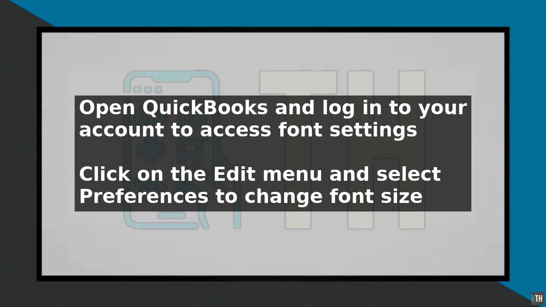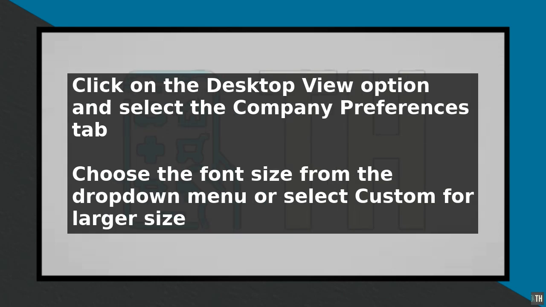Next, click on the Company Preferences tab. Then look for the section that says Font Size. In this section, you will see a drop-down menu that allows you to select the font size you want to use. Choose the size you prefer, or if you want to make the font even bigger, you can select the custom option and enter your own font size.